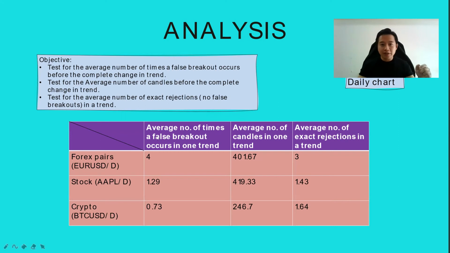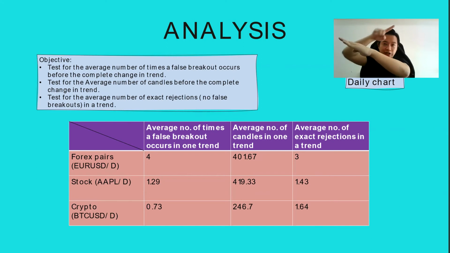In the euro dollar, in one uptrend or downtrend, that means in one trend, from the time it closes above to the time it crosses below, or the time it crosses below to the time it crosses back up, in one trend, there are 4 false breakouts, right? And 3 exact rejections. So which means that in a trend, there are 4 false breakouts.